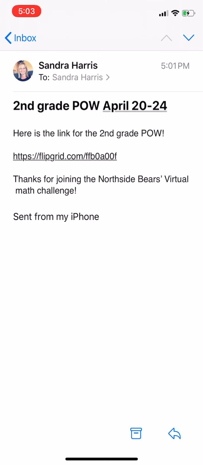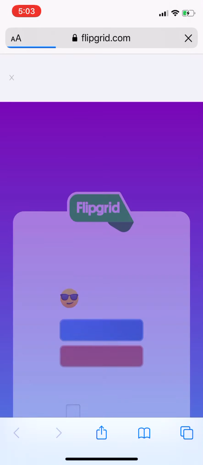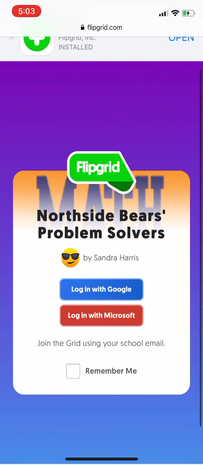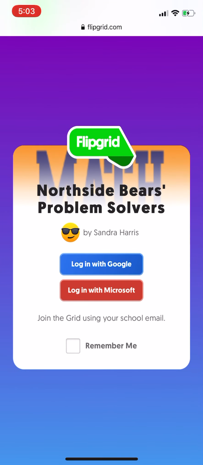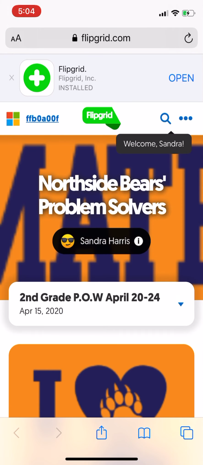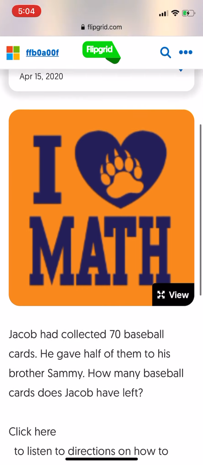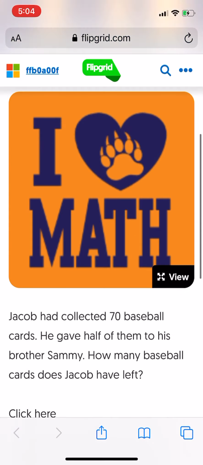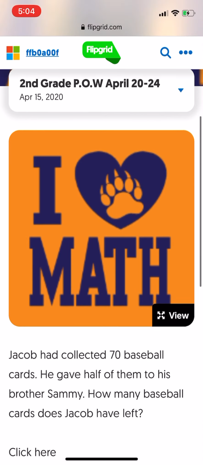You're going to click on that link, and it's going to take you right to the problem for that week for your grade level. You'll have to log in with your Google account. So that's your lunch number at student.ecpps.k12.nc.us. And then once you log in, it's going to take you to the problem for that week. And so here's the problem.